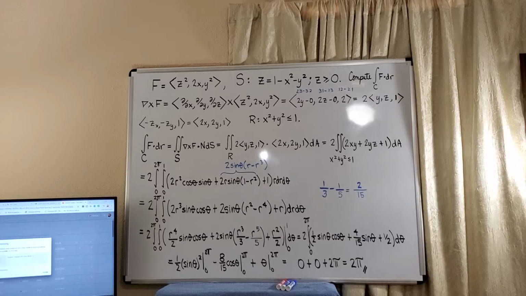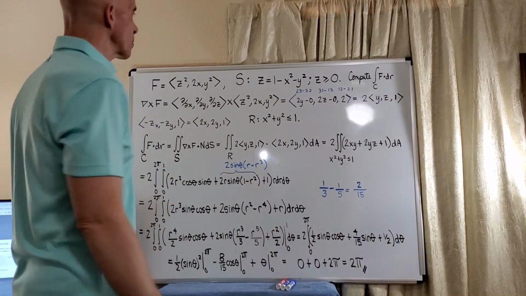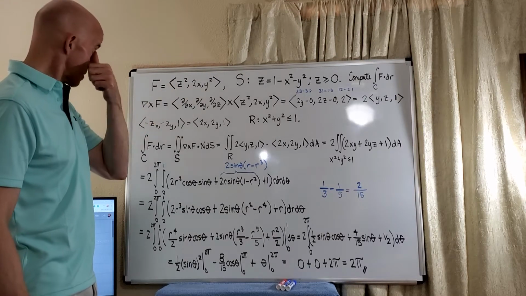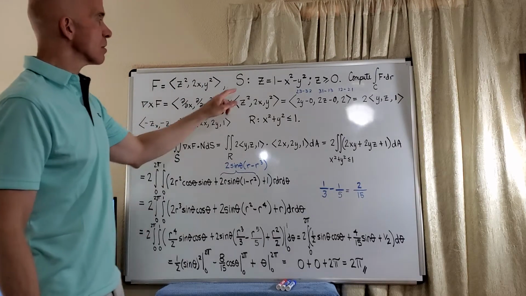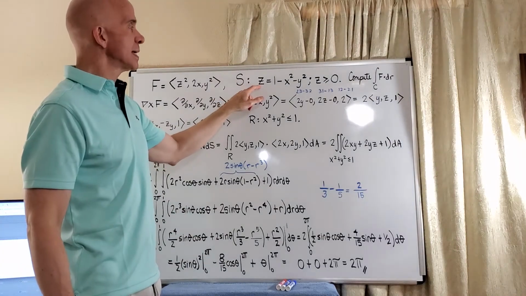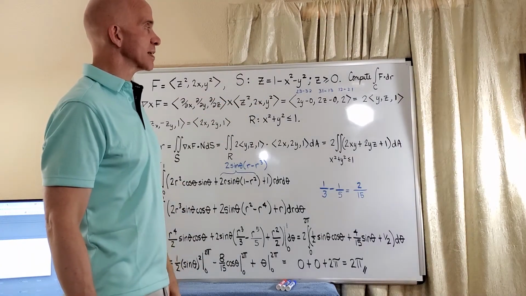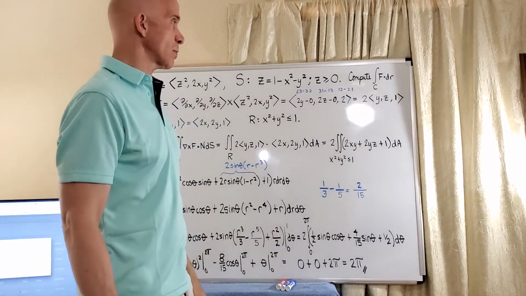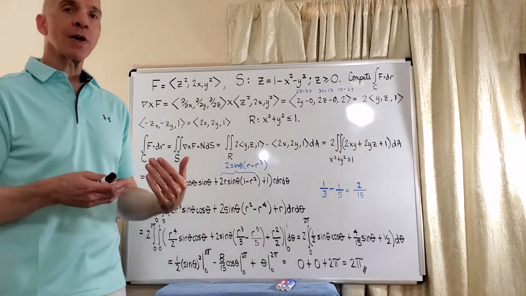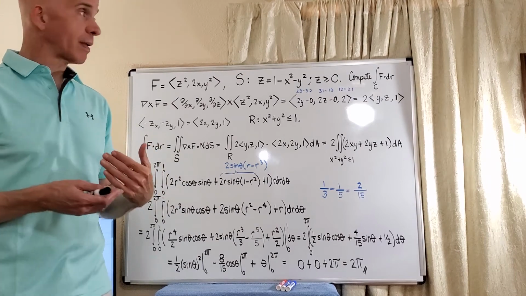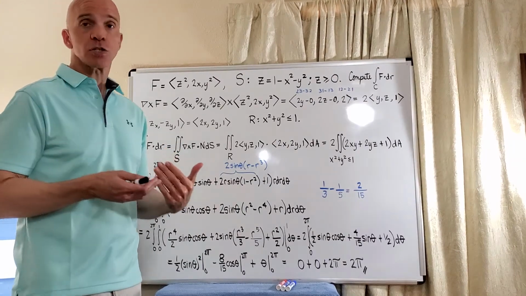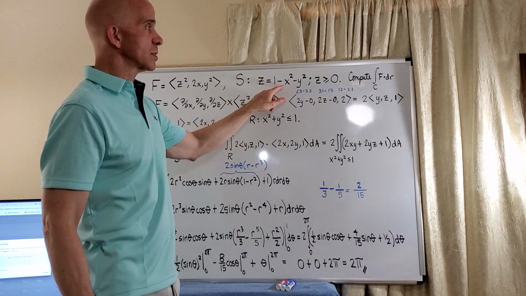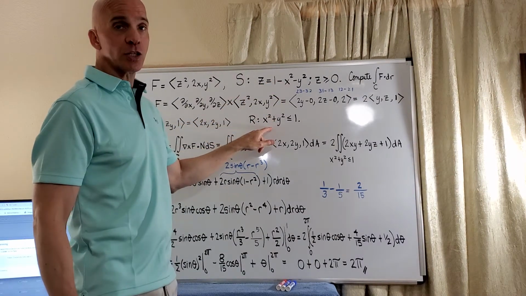Let's look at an application of Stokes' theorem. In this particular case, we have the vector field z squared, comma 2x, comma y squared, and then our surface is just the paraboloid z equals 1 minus x squared minus y squared, which terminates in the xy plane, or z equals 0. So we see that the curve that acts as boundary for this particular surface is just the unit circle. And then of course if we project the paraboloid into the xy plane, we get the unit disk.